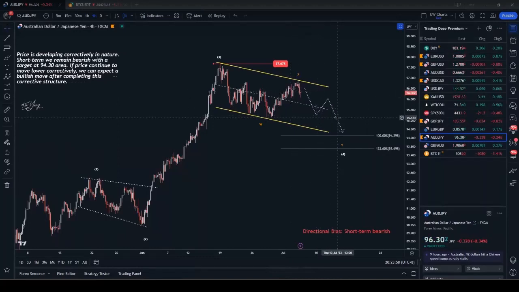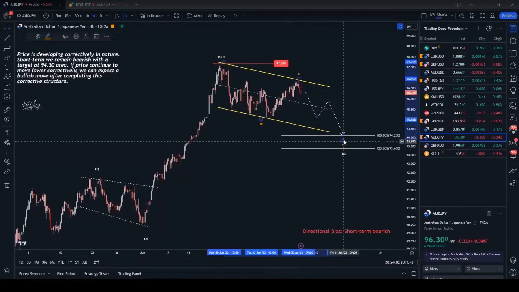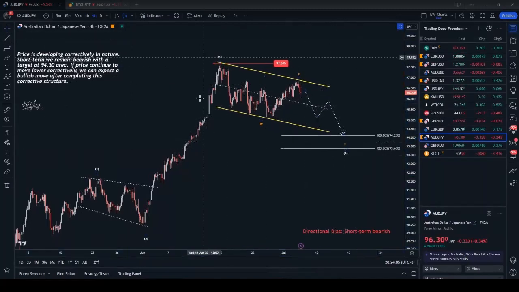Okay, so that's something I thought of to share with you guys over here, in particular something like this on Aussie yen.